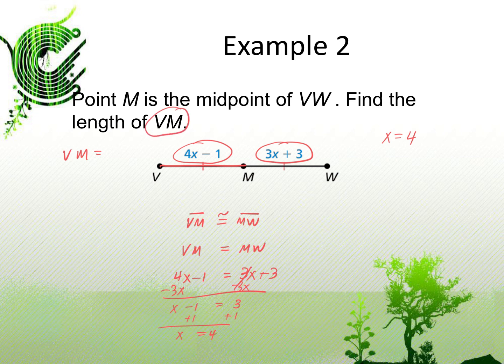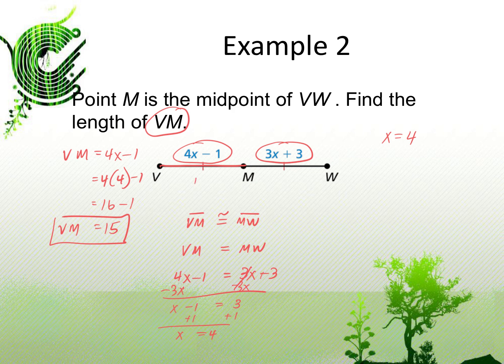They want to know what is the length of VM. So VM, the length, equals 4x minus 1. If x is 4, I'll sub it in 4x, and I'm going to get 16 minus 1, or 15. So VM equals 15. I can answer many more questions at this point as well.